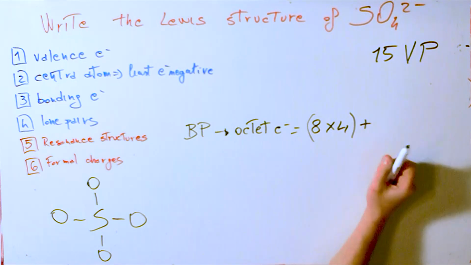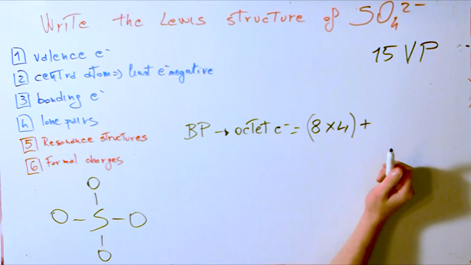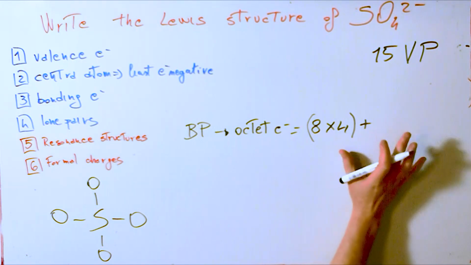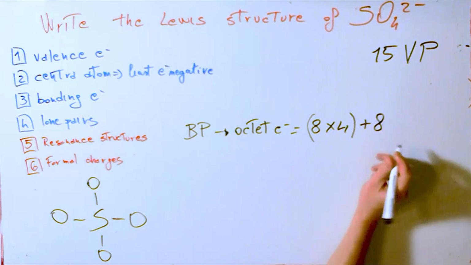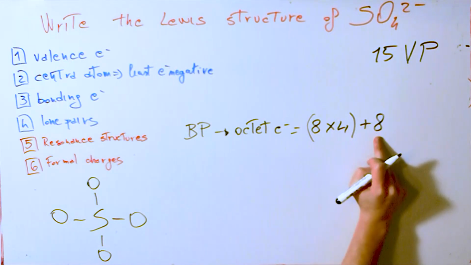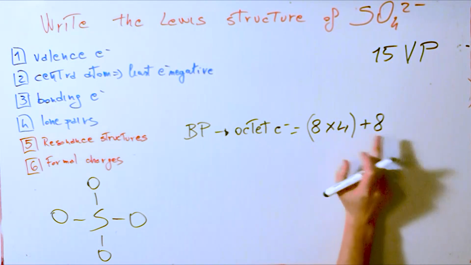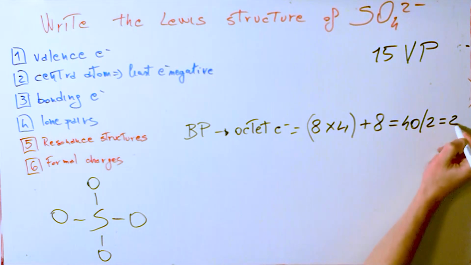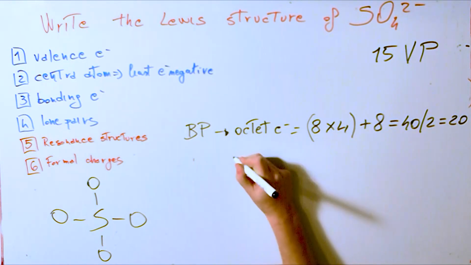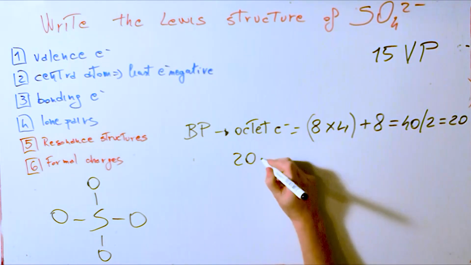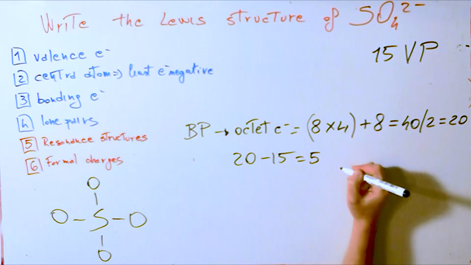So how can we know which kind of octet sulfur will have? We cannot know that. So we have to try everything. That's the simplest thing we can do. So we have to try all the octets. Now let's start from the case in which sulfur is following straight the octet rule. So we have to add another 8 here. So it will be 8 times 5, which equals 40. 40 divided by 2 is 20. Now the bonding pairs will be equal to 20, which are the octet pairs, minus 15 equals 5.